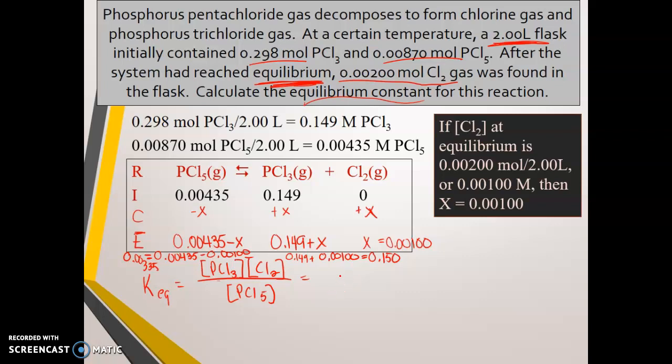So PCl3 is 0.150 times 0.001 divided by 0.00335, and that is going to give us 0.0448 as our K constant.